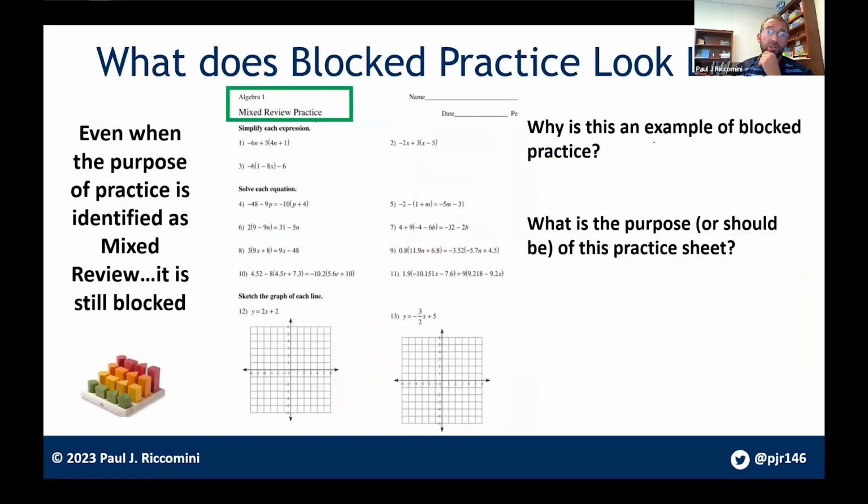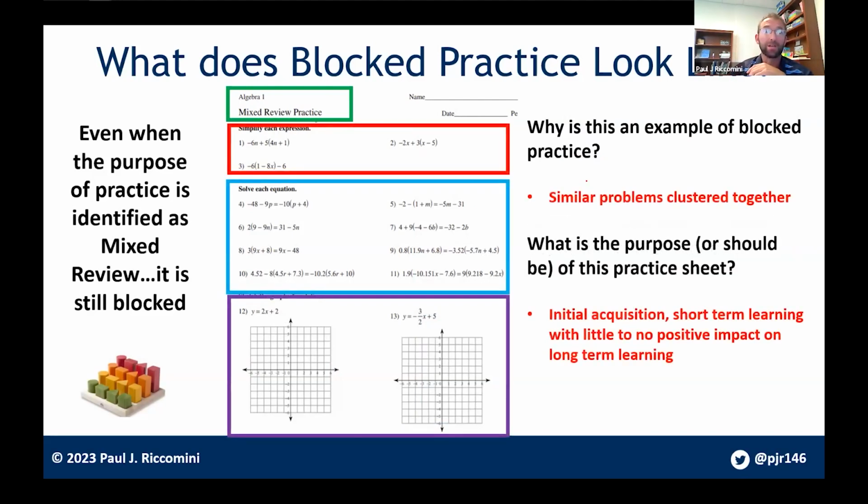Here's another one, algebra. I know there's a lot of grade levels here, so I'm just trying to cut across the grade levels. This one it even says mixed review. Some of us even use these. I was just with a group of teachers yesterday in Eastern PA, and I showed this, and they were like, I use that. So again, this is called a mixed review, but what I really want to point out here is the way it's structured is blocked.